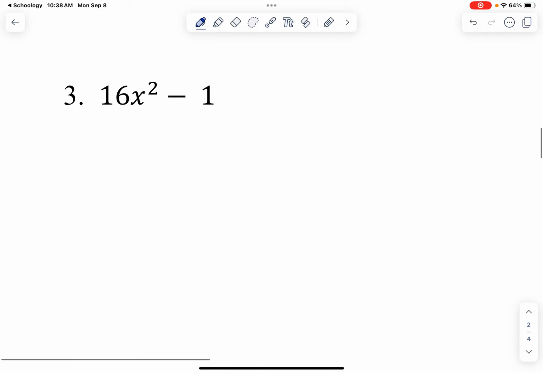Moving on to the next one. All right, looking for a GCF. These 2 terms do not have anything in common other than 1. All of them have 1 in common. So it is a difference of squares.